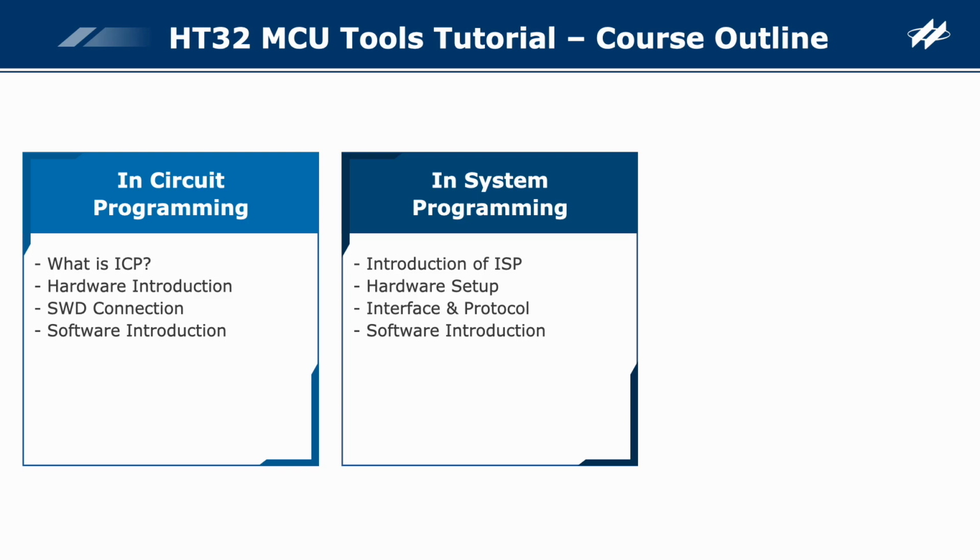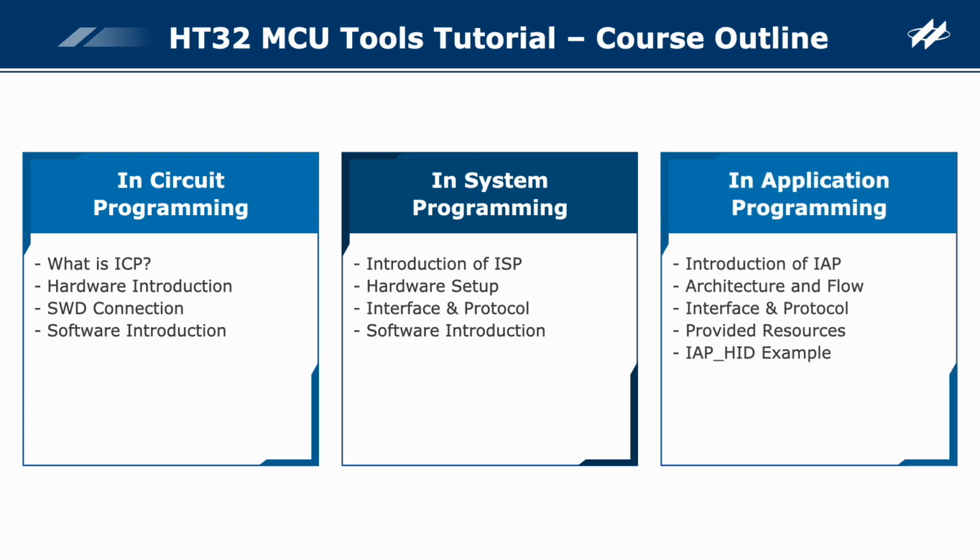In application programming. IAP uses a dedicated bootloader located in the microcontroller's main flash memory to perform firmware upgrades during the device's operational phase. For example, the IAP feature can be used to upgrade firmware over the air (OTA) to fix firmware bugs or enhance the user experience, even after the product has been sold and delivered to the end user. This course will introduce IAP, including the architecture, upgrade flow, interface, protocol, resource, and end with an IAP HID usage example.